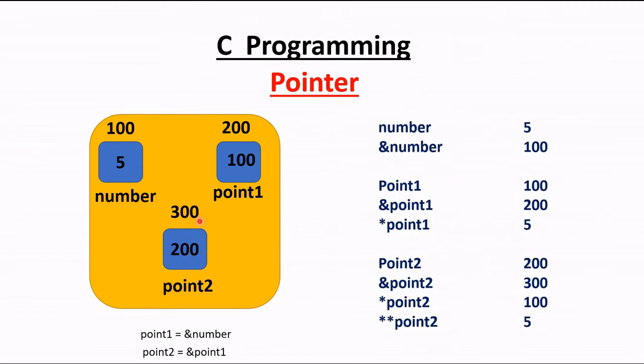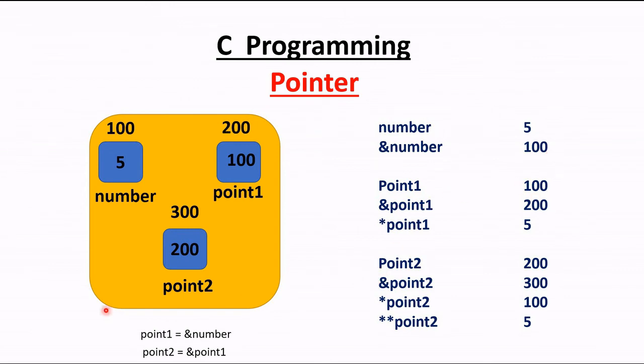So here you can see that in the print statement, if I print number, at that time the value of number will be printed. Here the value of number is 5, for that reason this 5 will be printed. If we give ampersand number, that is the address of this number. Now the address of number is 100. So if we print ampersand of number, at that time 100 will be printed.